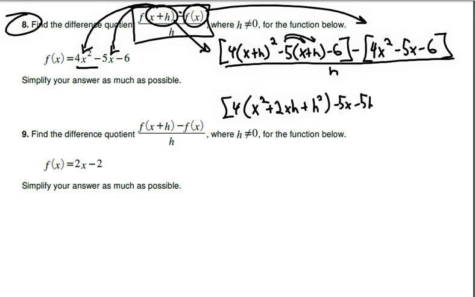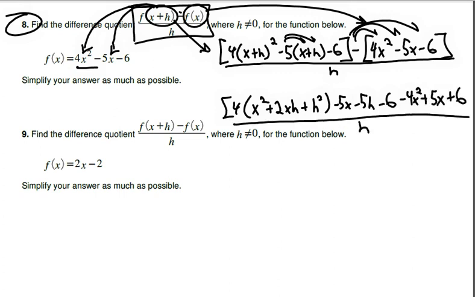Distributing that minus 5, we have minus 5x minus 5h. Copying that minus 6 down. Distributing this minus, we now have minus 4x squared plus 5x plus 6. Once again, all over h.